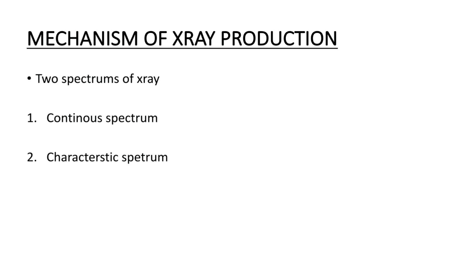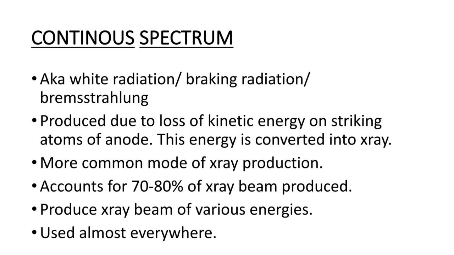Now we will discuss the spectrums related to X-ray production. They are continuous spectrum and characteristic spectrum. Continuous spectrum is known as Bremsstrahlung spectrum. It consists of 70 to 80% of X-rays produced, hence more common spectrum of X-ray production.